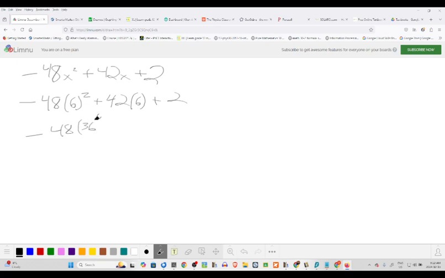-48 times 36. And 42 times 6, 6 times 2 is 12, carry the 1. 252 plus 2. And then a 48 times 36, 8 times 6 is 48, carry the 4. 28, carry the 2.